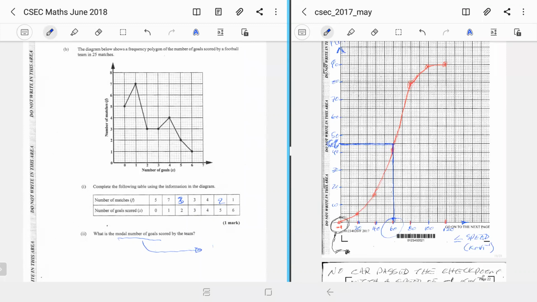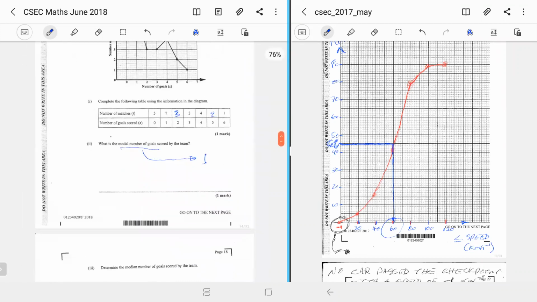1 goal was scored 7 times. All right, 1 goal. So to find the mode, when you have a frequency distribution table, you have to look at the frequency first. For the highest frequency, you want the score that corresponds to the highest frequency. The most frequently occurring observation is your mode.